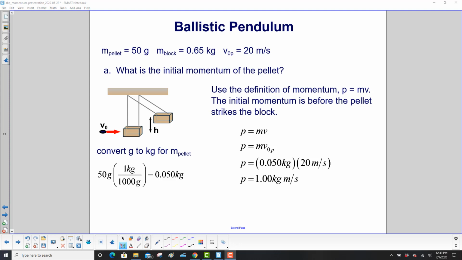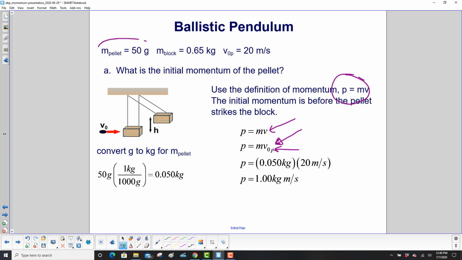What is the initial momentum of the pellet? We started off fairly straightforward. p is equal to mv. The initial momentum is before the pellet strikes the block. So we have p is mv, p is equal to m v0. That's the initial velocity of the pellet. And you can see the P there, so we actually have two subscripts there. And then we put in 0.050 kilograms.